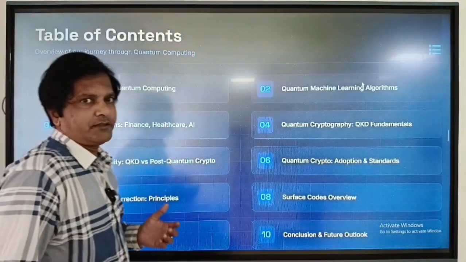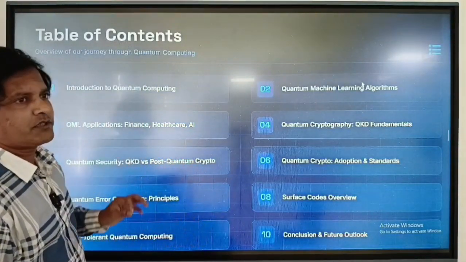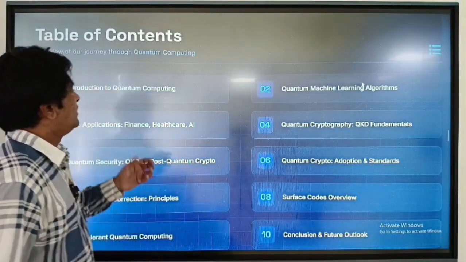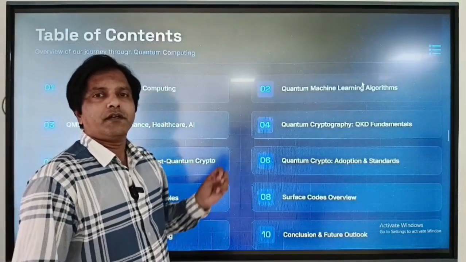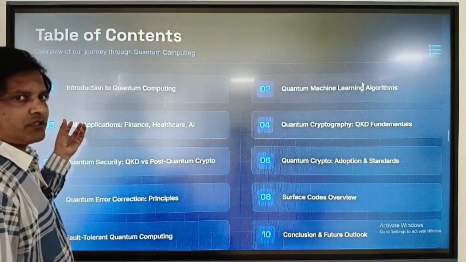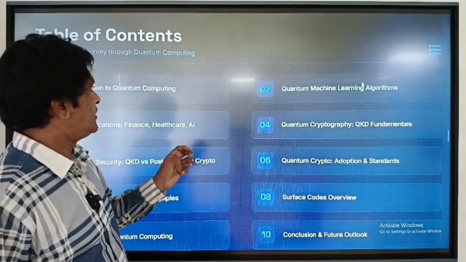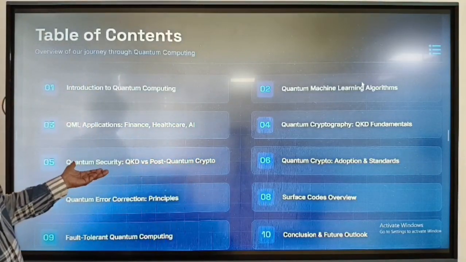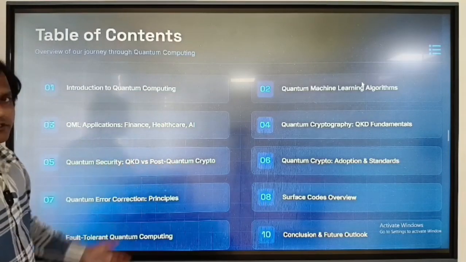And healthcare is the future prospect with quantum computing, as per quantum scientists. The synthesis of new drugs and molecular combinations, especially with quantum machine learning, is done in healthcare, and the bright future of healthcare is all dependent on quantum computing. Then there is quantum security, QKD versus post-quantum crypto, quantum key distribution.